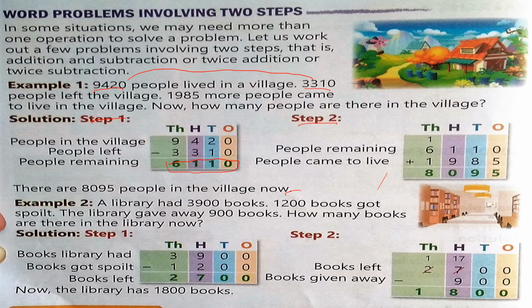3,900. And how many books are spoiled? So 1,200. So how many books left? So 2,700. Out of 2,700, the librarian gave 900 books away. So number of books left and books given away, that is 900. So how many books are left still now? 1,800 books still left in the library. Got it? So in this way we will solve this question. Now let's do our exercise.